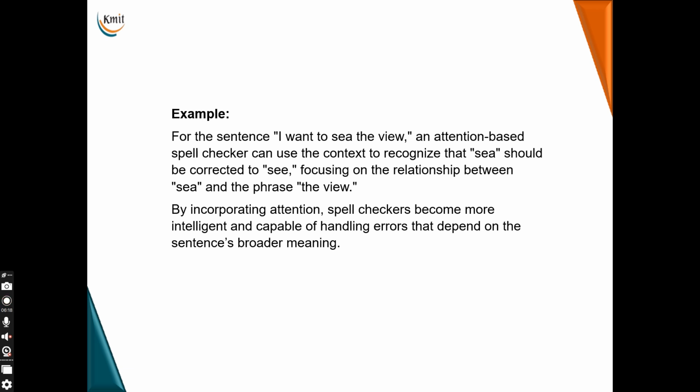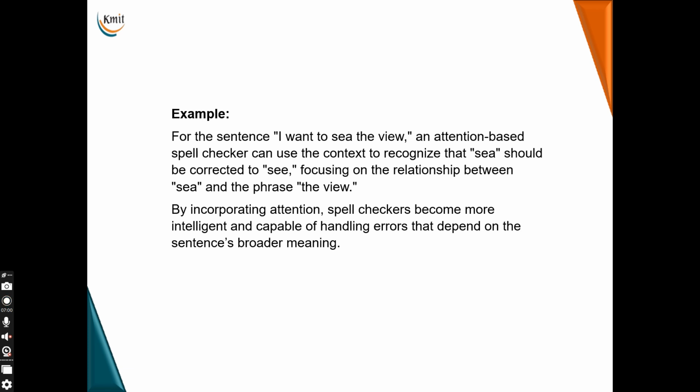If I have typed this one, it has to highlight the word SEA. Though the spelling is correct, the word is inappropriate in the context, right? The baseline spell checker cannot show you this error. The moment we introduce machine learning algorithms, the moment we introduce attention to the model, it can try to tell you SEA should be corrected to the word SEE, wherein you are trying to identify a particular word is not correct in this context. How does it identify this one?